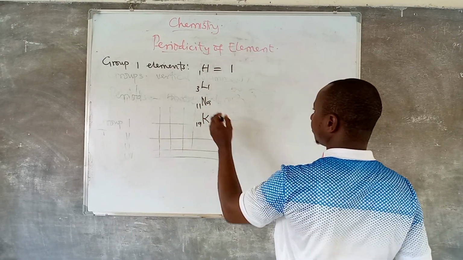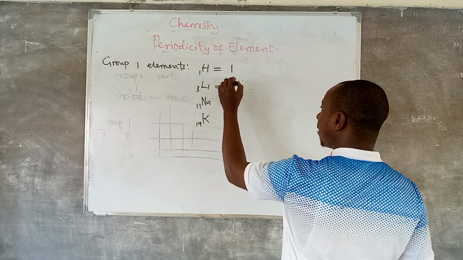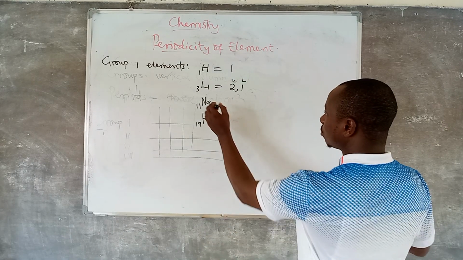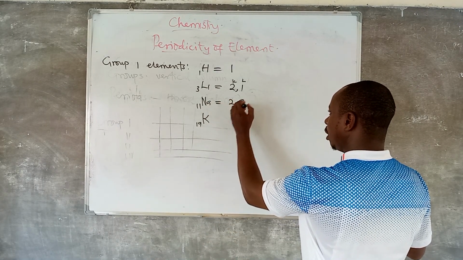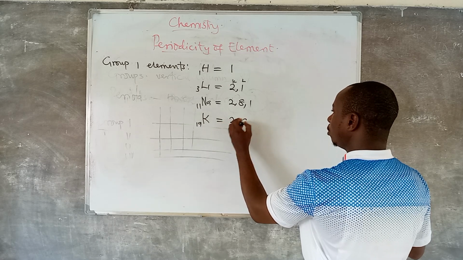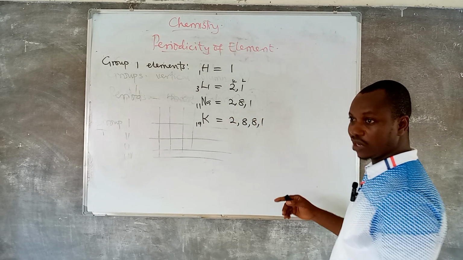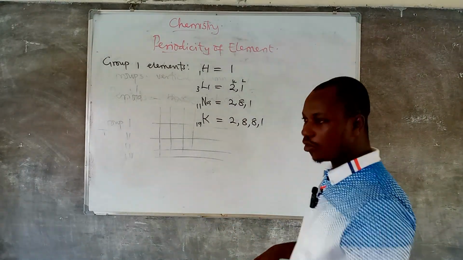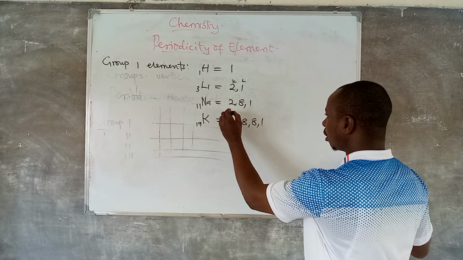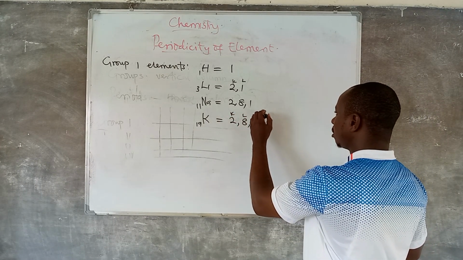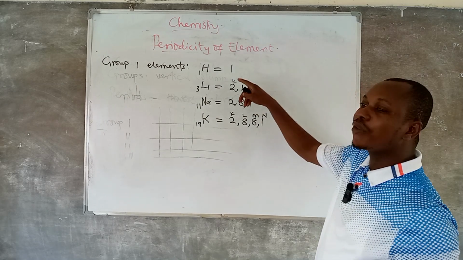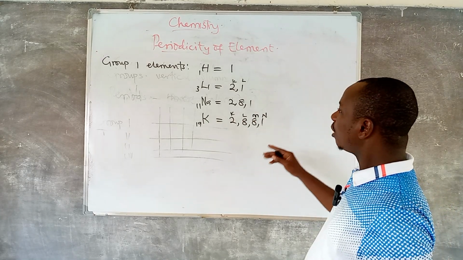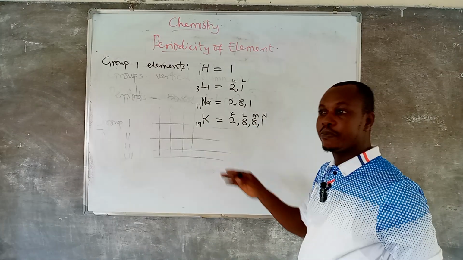Hydrogen is just 1. Lithium is 2, 1. Remember, the K shell will have 2 electrons, and other shells will have 8. Sodium 2, 8, 1. Potassium 2, 8, 8, 1. This is the electronic configuration of elements using K, L, M, N or the main shell of an atom. This is the first shell, K, this is the second shell, this is the third shell, this is the fourth shell. If you watch all of them, their outermost shell has one electron each. That is to say that they are qualified to be placed in group 1.